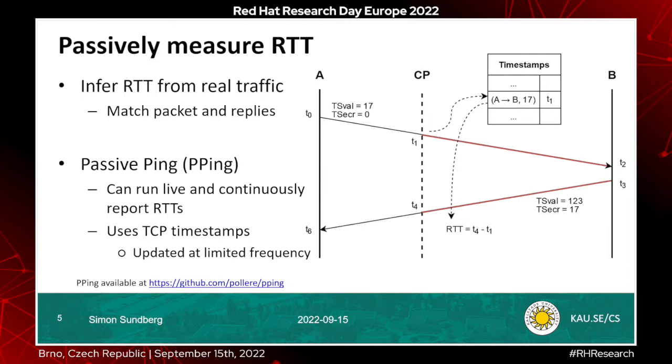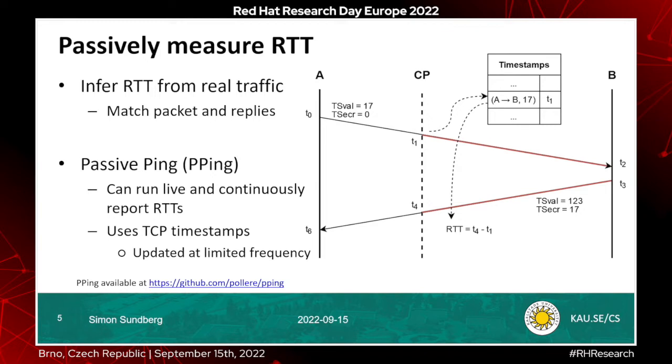Now, note that this only gets us a partial round-trip time. So it gets us the leg between the capture point and the receiver B in this case, which is not necessarily the full round-trip time that A sees. But whenever B sends some data to A, then we can run the same process in the other direction.